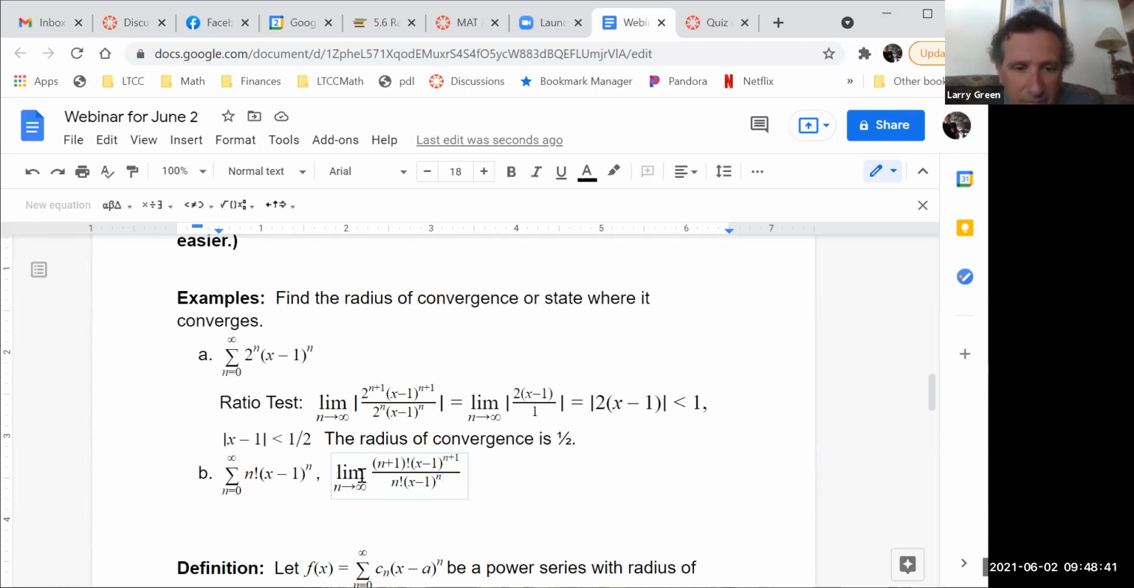Any questions? Okay, so that, again, we can simplify it quickly. Not too bad. Limit as n goes to infinity. Notice that the n plus 1 factorial over n factorial, that's just n plus 1. And x minus 1 to the n plus 1 over x minus 1 to the n is, and by the way, I do need absolute values. I want to make sure I have those in there. So times the absolute value of x minus 1. That needs to be less than 1. When is that less than 1?